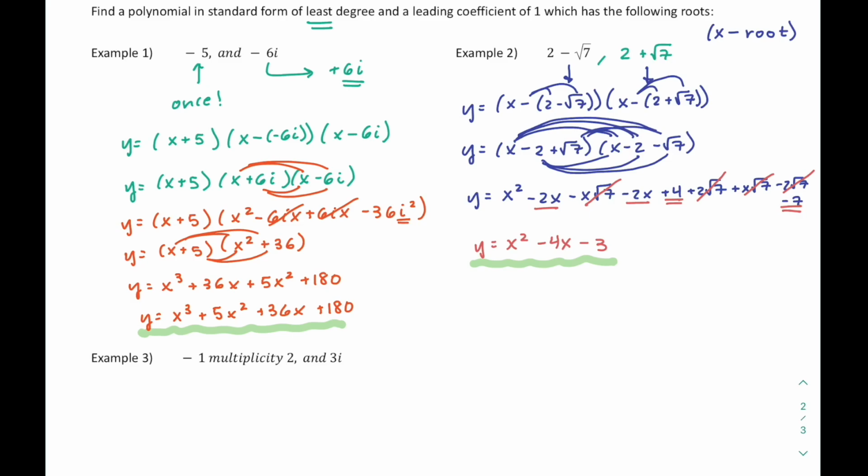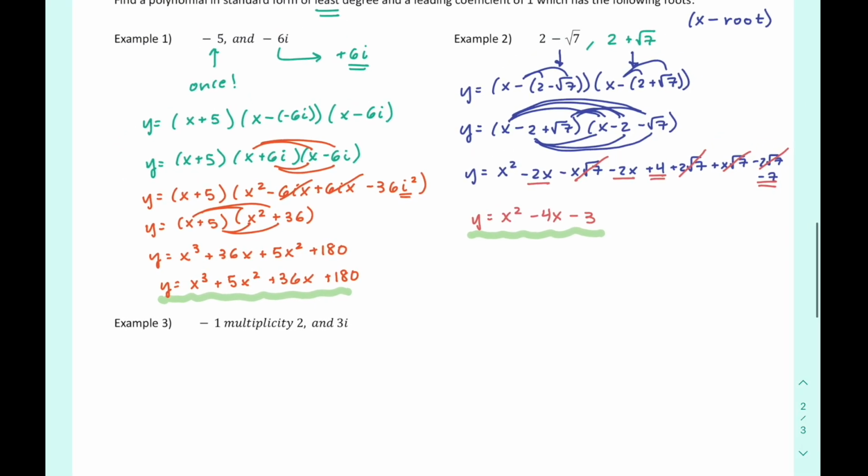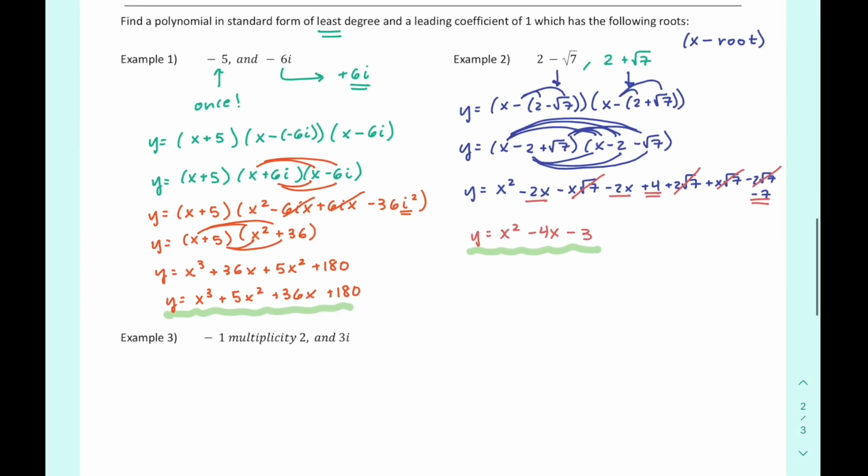All right, so now we're going to move on to example number 3. In example number 3, we still have a real root, and it has a multiplicity of 2 this time, so we'll get to see how that works. And then we also have 3i that needs its conjugate pair.